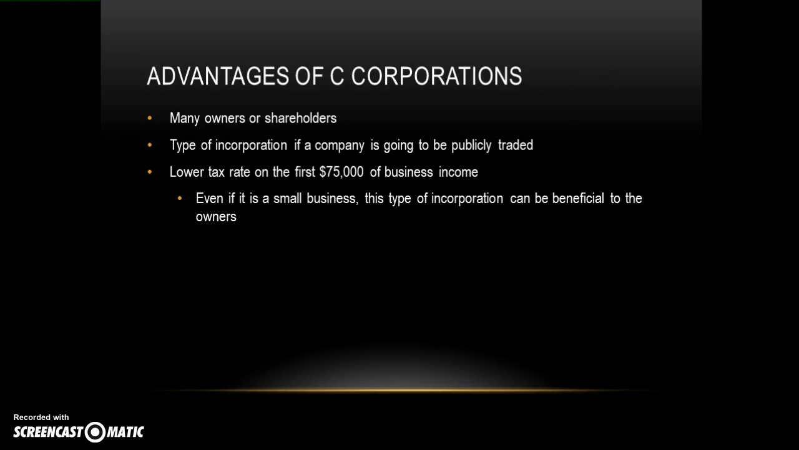Advantages of C corporations. There are a lot of owners or shareholders. This is the type of incorporation if a company is going to be publicly traded. It has a lower tax rate on the first $75,000 of business income. Even if it is a small business, this type of incorporation can be beneficial to the owners.